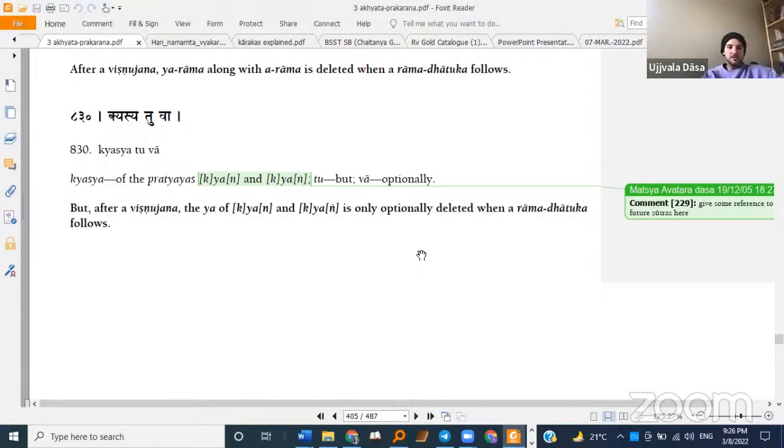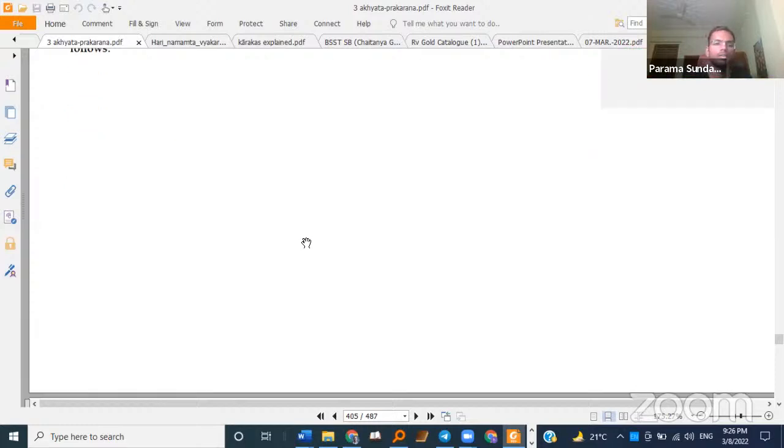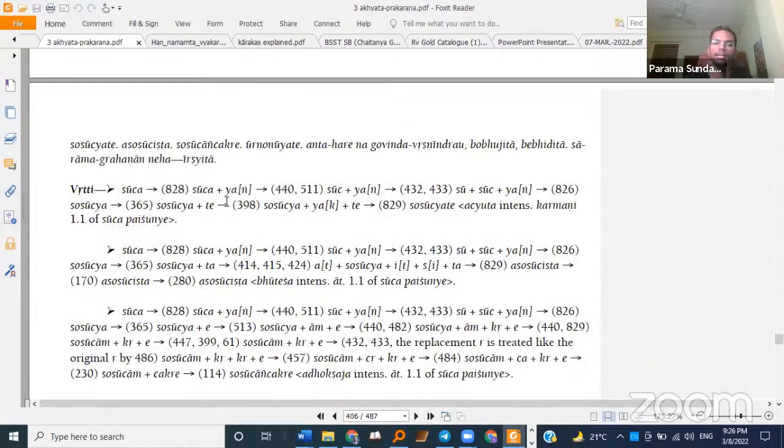After Vishnu Jana, the year of Kyan and Kyan. So these are both Nam dhatus. Yeah. Is only optionally related when a Ram dhatu follows. So, Sucha Yukta Yaṅ, Paramahara Ram dhatu ke, reduplication, Narasya Govinda Yangi, so Sucha Yukta te, Yak.